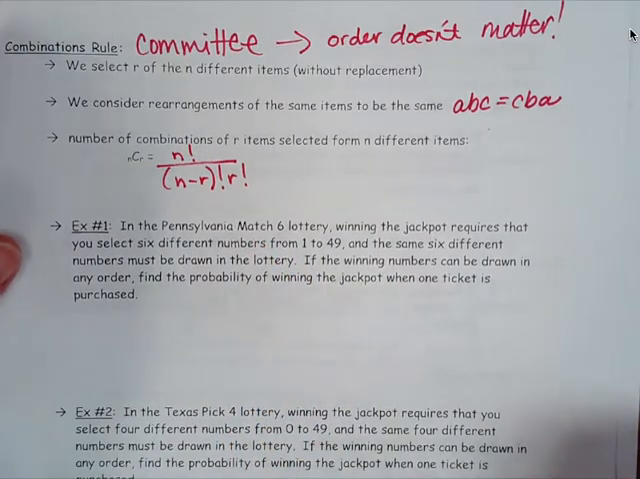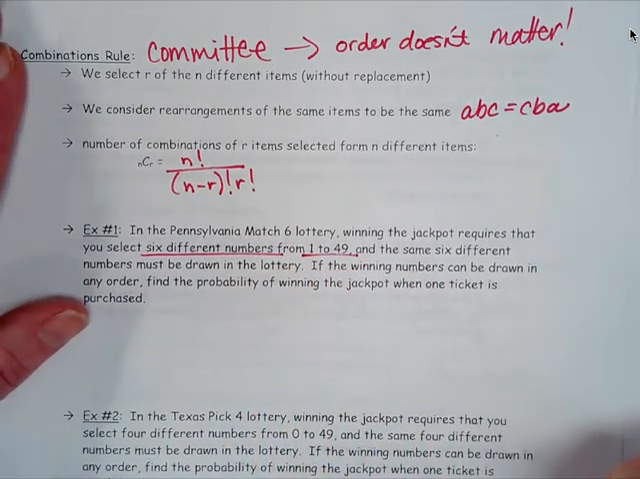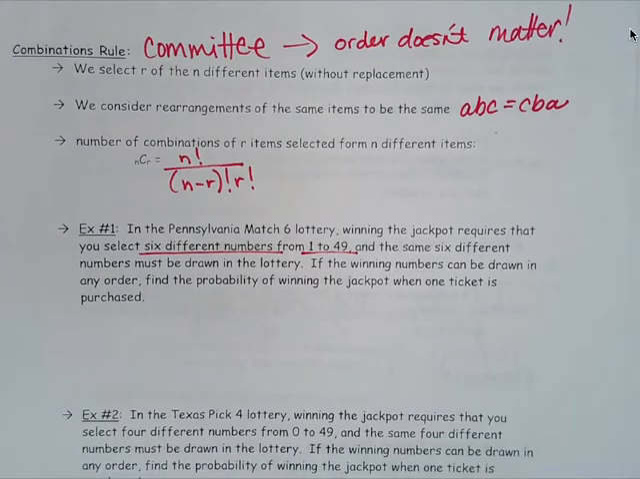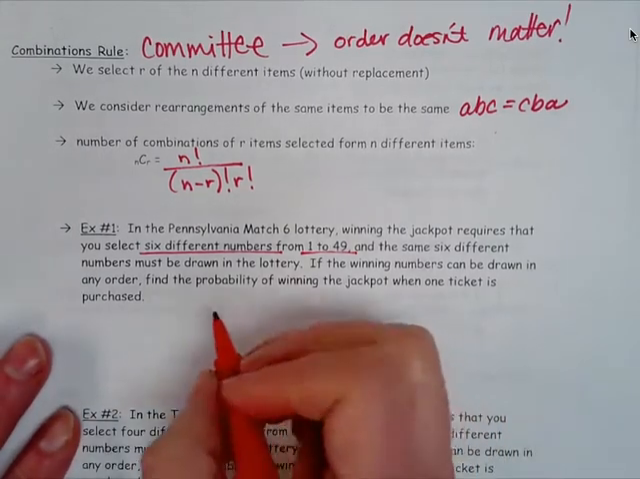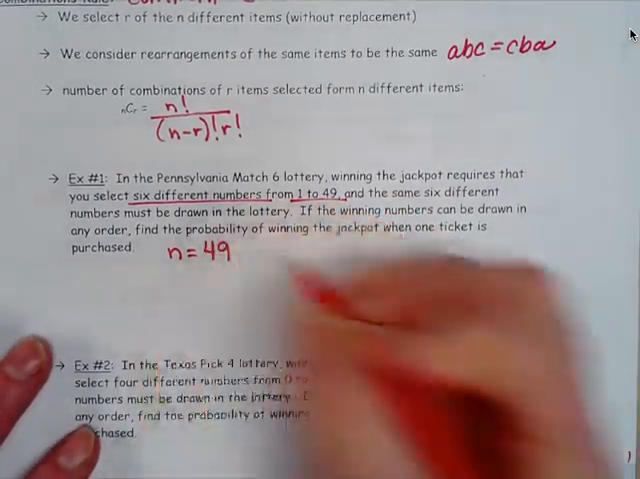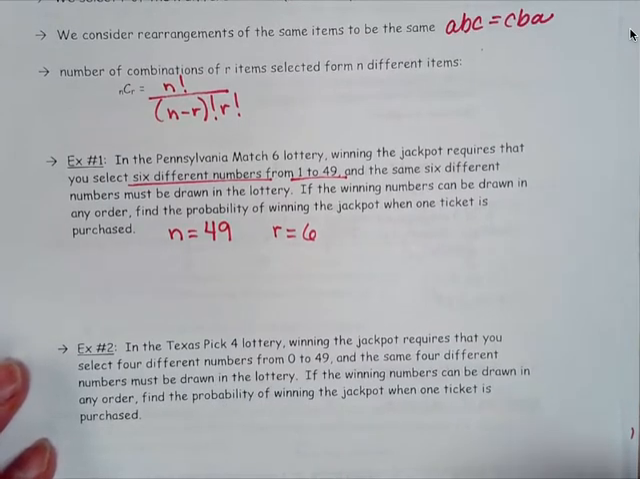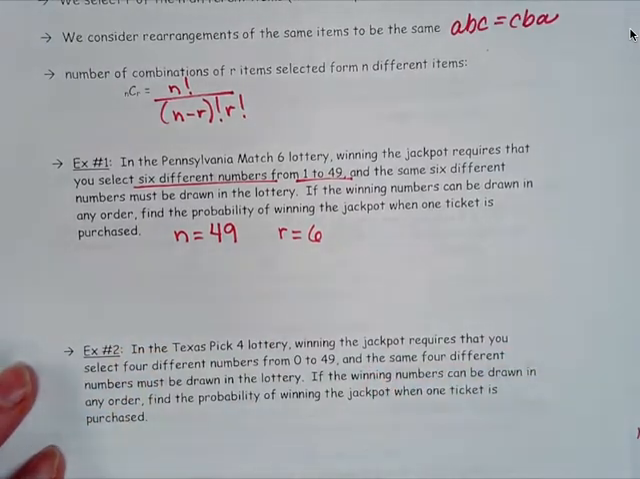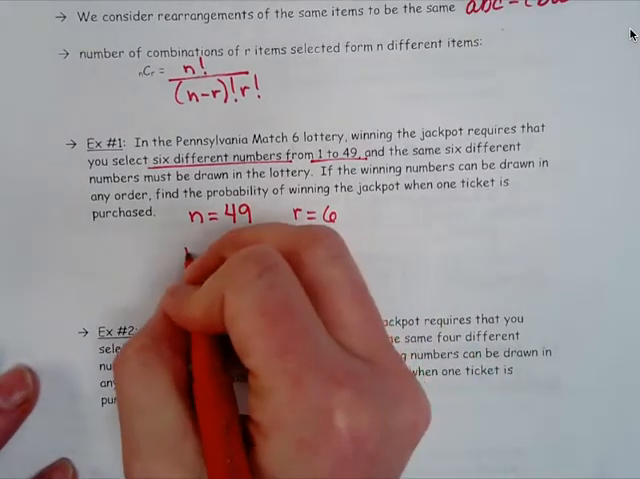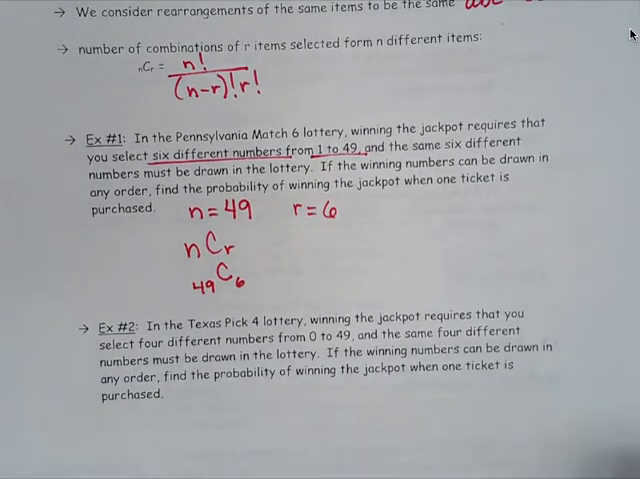So in the Match 6 lottery, winning the jackpot requires that you select 6 different numbers from 1 to 49. The same 6 different numbers must be drawn in the lottery. If the winning numbers can be drawn in any order, find the probability of winning the jackpot where one ticket is purchased. If it's 1 to 49, how many total numbers can we choose from? 49. And we are selecting 6 of them. So R is 6. We can use the NCR this time. So it'll be 49C6, 49 choose 6.